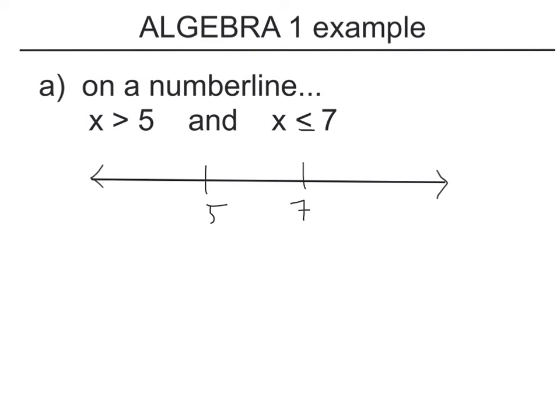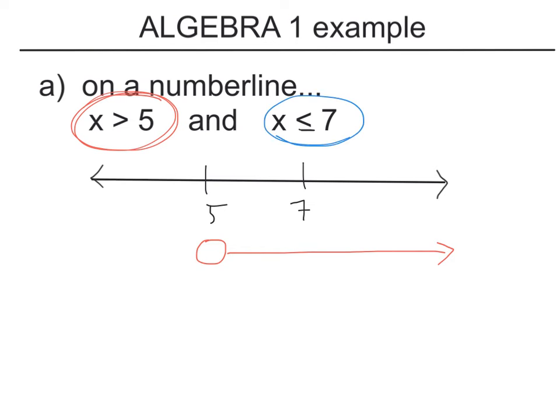Now I'm going to do some scratch work down below. First, what does it mean to be x is greater than 5? That would be an open circle at 5, and it would be all the numbers to the right of 5. What does it mean to be less than or equal to 7? That would be a closed circle at 7. It's closed because we have the equal to sign there. So a closed circle at 7, and it would be all the numbers to the left.